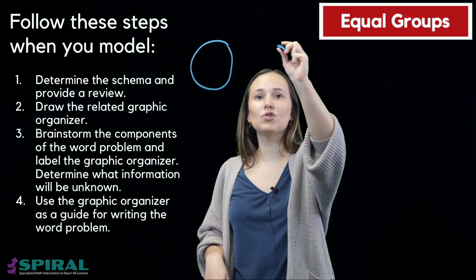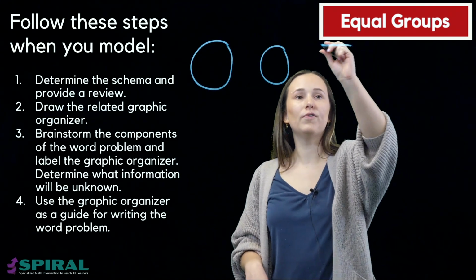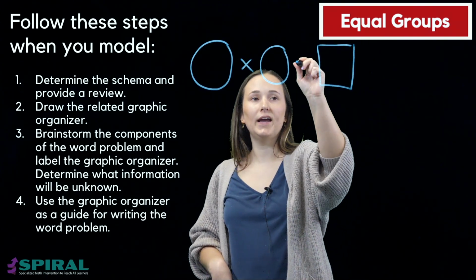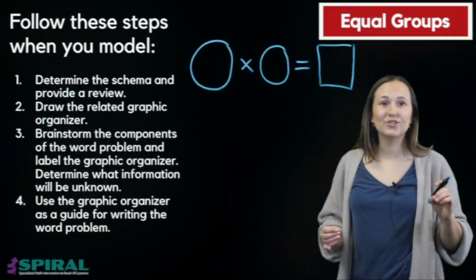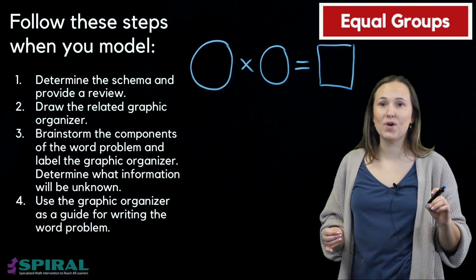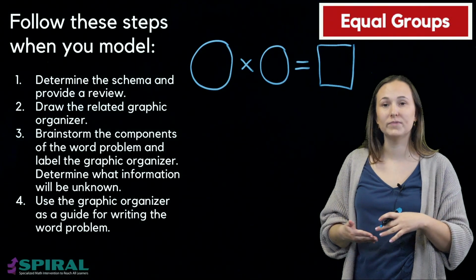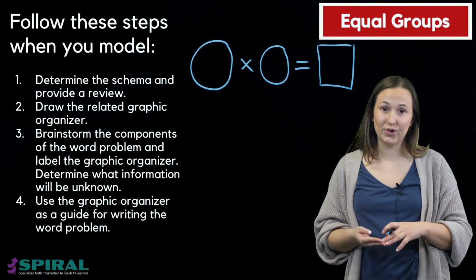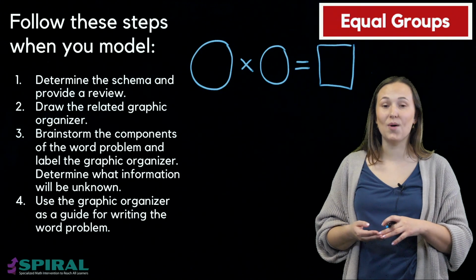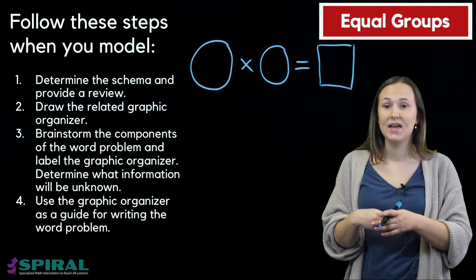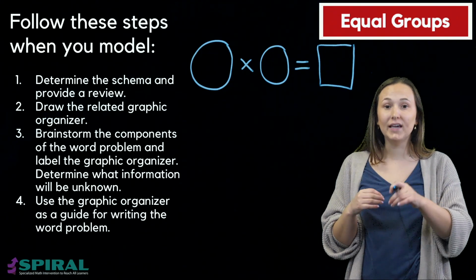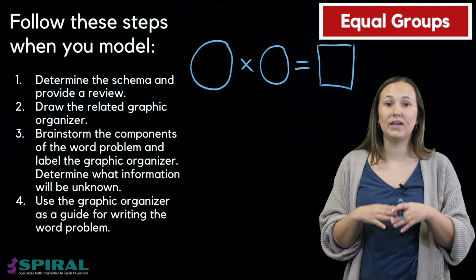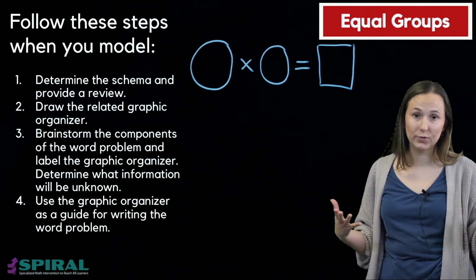which is 2 circles followed by a square. We have our multiplication sign and our equal sign. So now that I've drawn the graphic organizer, I'm ready to brainstorm what I want my word problem to be about. And my word problem is going to be about baking cookies. I'm going to buy some cookie dough from the store, and I know how many cookies can be made with each package. I want to know how many total cookies I am able to make.